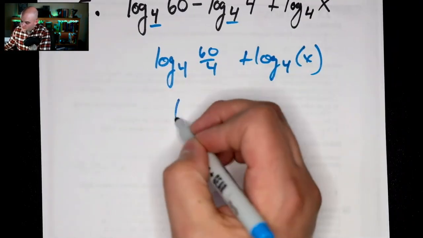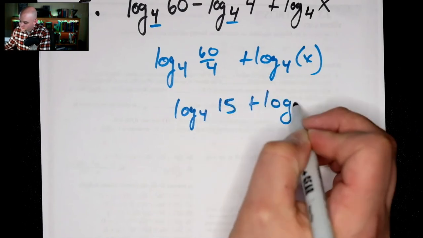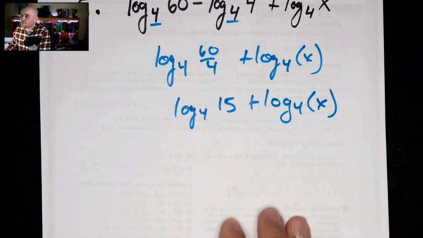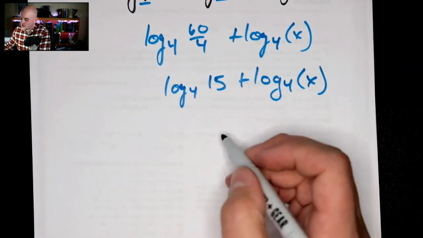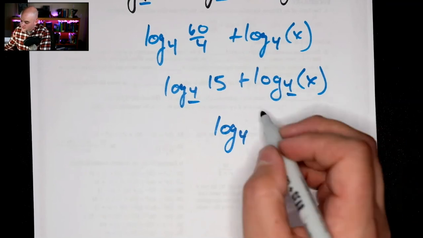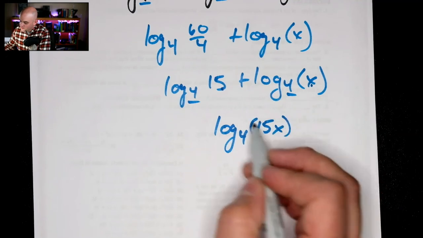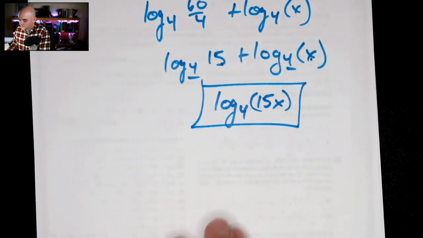60 over 4 is the same thing as 15, so I could write it like this. That makes it a little bit easier to look at. And then because of the plus symbol, I can write this as a single logarithm. Once again, they're both base 4, so I can combine them, of 15 times x here. And this is my answer for number 5.